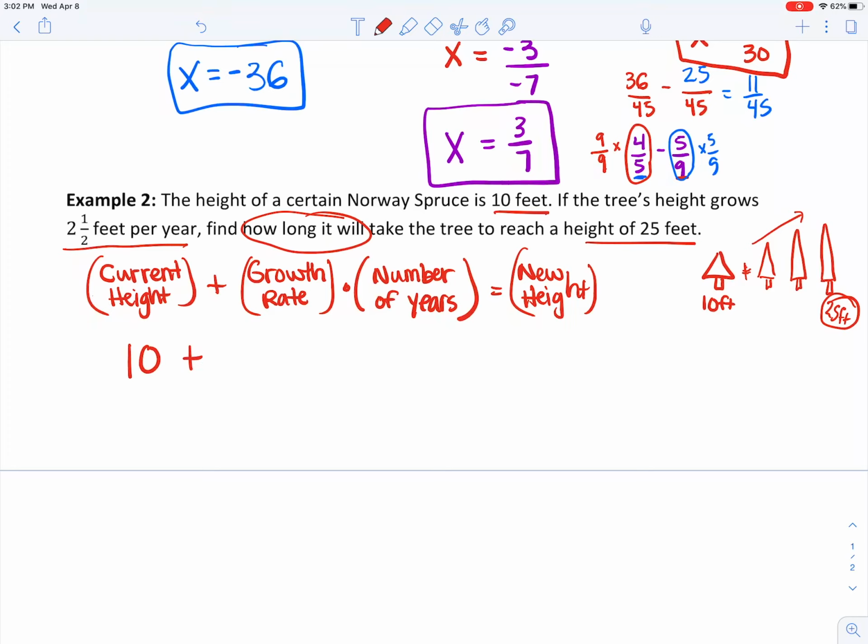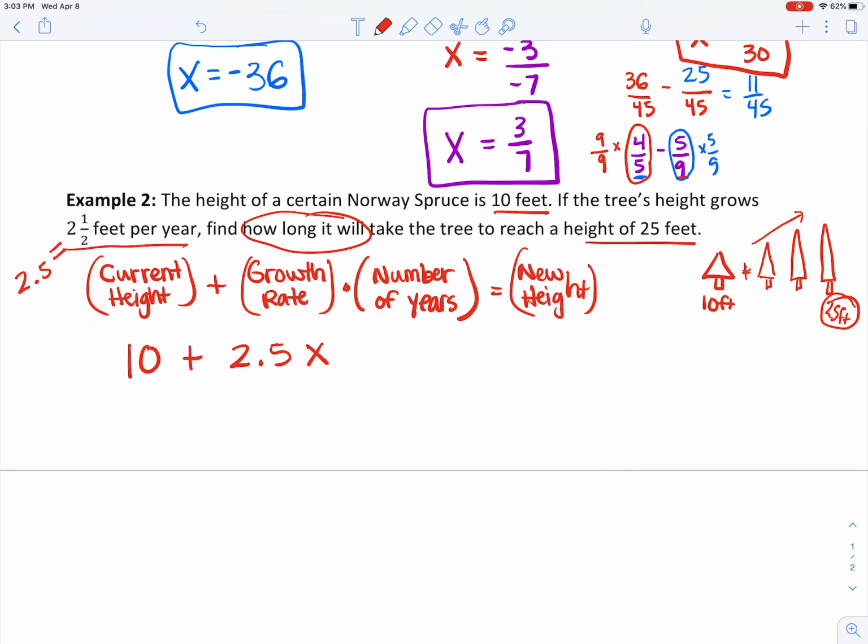Our current height, we know it's already 10 feet, plus our growth rate. It's growing at a rate of 2.5 feet per year. 2.5 is the same thing as saying 2.5. I'm just going to write a decimal because it's quicker. It's a little bit easier. Number of years, we don't know how many years.